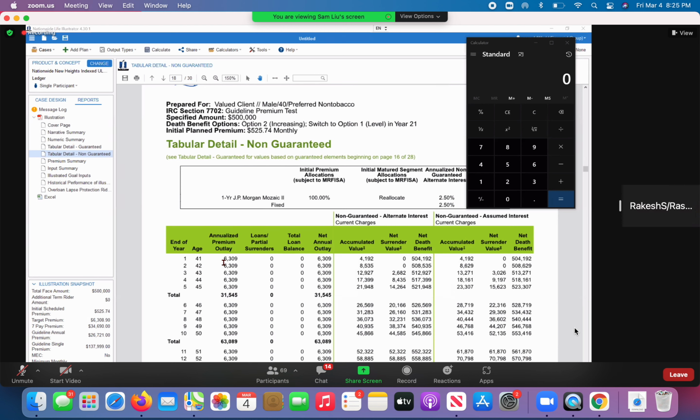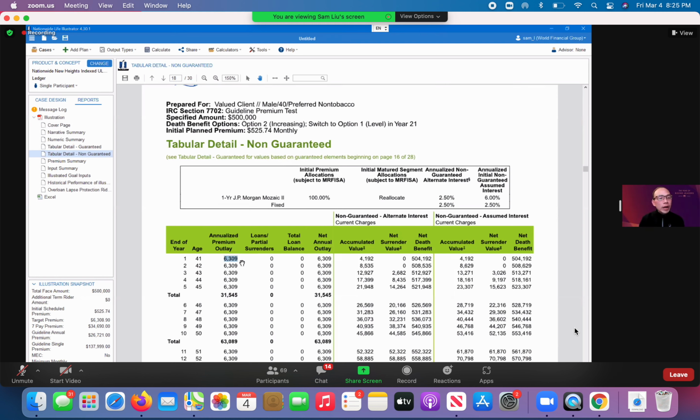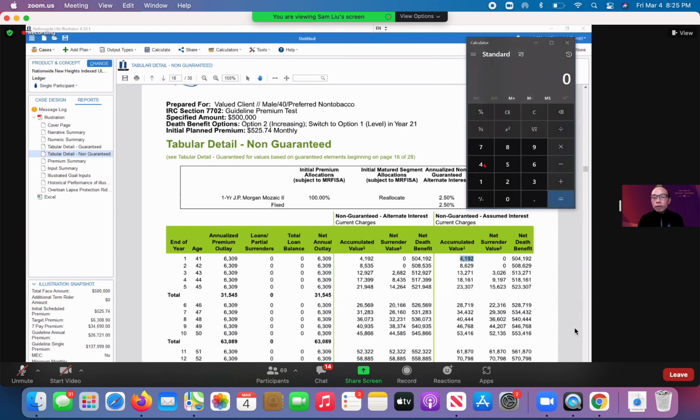Okay. Do you see that in year 1 I pay 6309, and in year 1 I have 4192? So it's very easy for me to come up with the cost. It's simply 4192 divided by how much money I put in, 6309, minus 1. That's 34%. That answers your question, right, Rakesh?